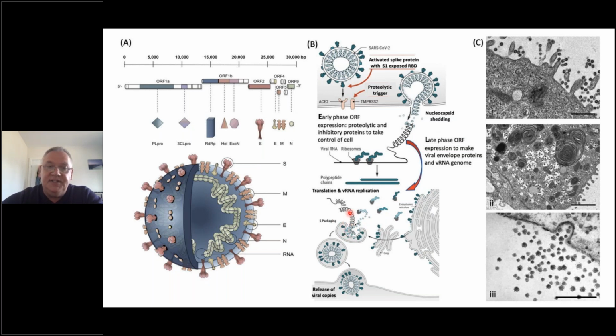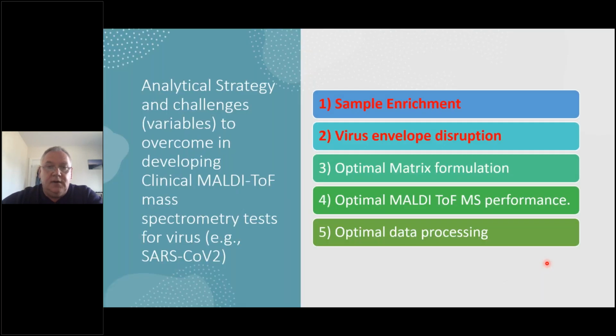And then it takes copies of the RNA and produces little tiny vesicles like endosomes, which are packed with the viral particle. And then the viral particle travels to the cell surface, and we get millions of these virion particles released. Now, we decided that MALDI-TOF can raise this challenge.